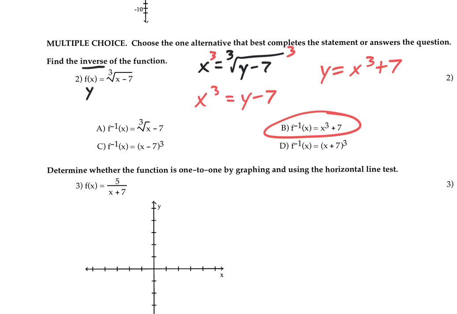Okay. So just be careful. If the -7 would have been on the outside of the radical, we would have added 7 first. And then we would have cubed both sides. And so then the answer would have been D.